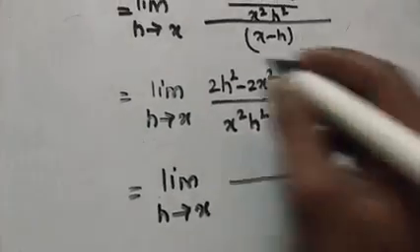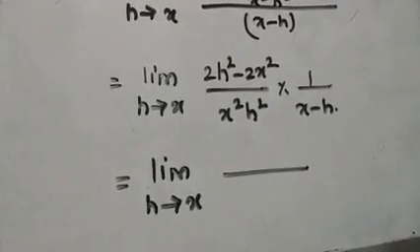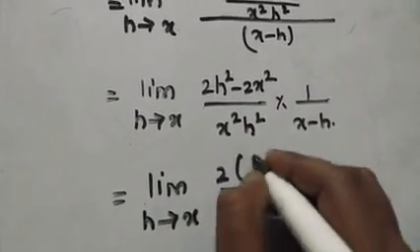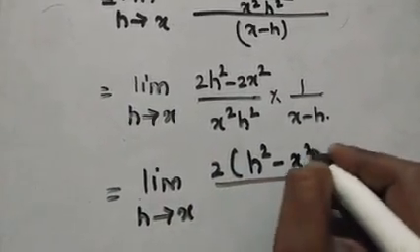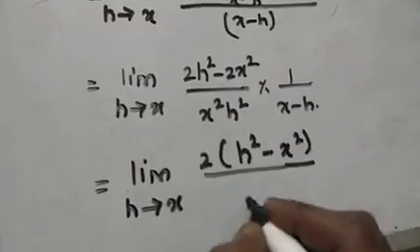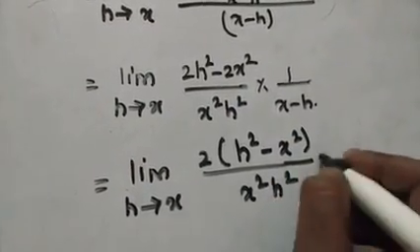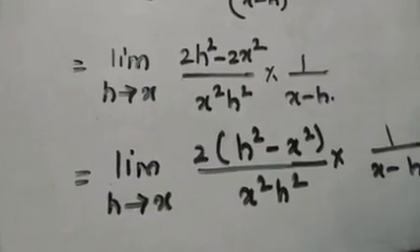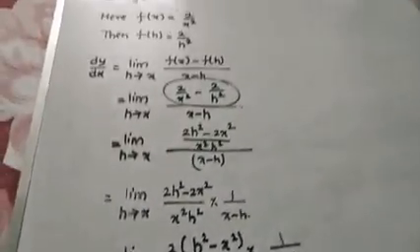Now in the numerator part, what is common there? You can see that 2 is the common factor, so let us take the 2 common. 2 into h square minus x square, over x square h square, into 1 by x minus h. So this we got till now.